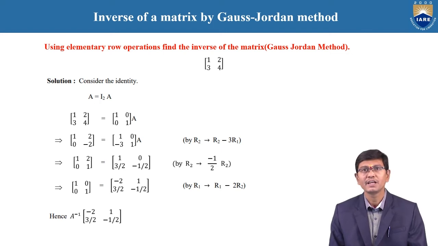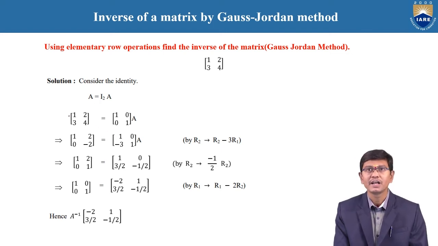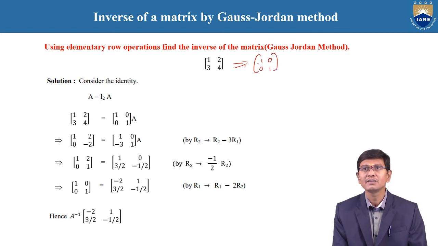Therefore, here also we need to change the given matrix to 1 0, 0 1. According to this, the first element 1 is satisfied, but the 2 is reduced to 0, the 3 is reduced to 0, and the 4 we need to change to a 1. First of all, with the help of the first row, first column element 1, we apply R2 equals R2 minus 3R1.